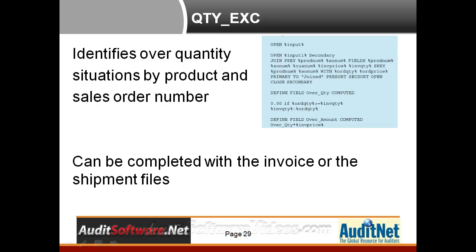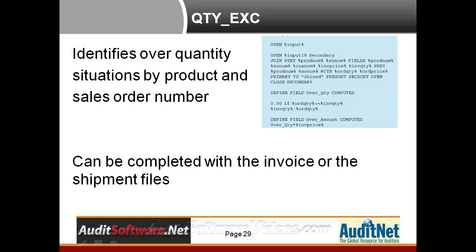The quantity EXC test will identify over quantity situations by product and sales order numbers. So for that sales order number and product, do we have an invoice that is higher than the actual shipment file, or in this case order file? What we're trying to understand is, do we have almost like an over approved purchase, or did we overbill a customer, or is it something that's a bit of malfeasance where someone is increasing the quantity on purpose?